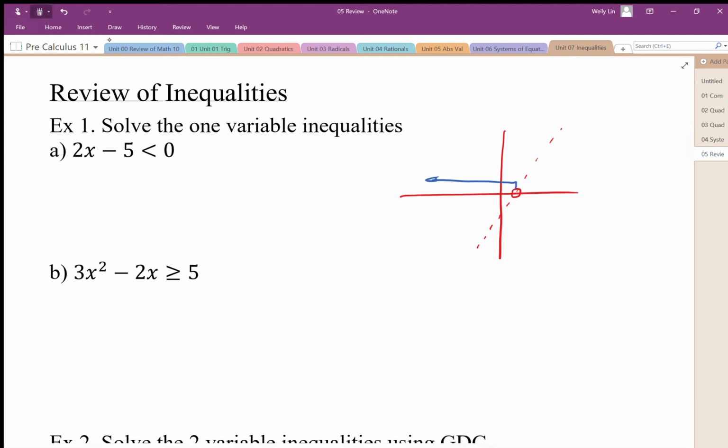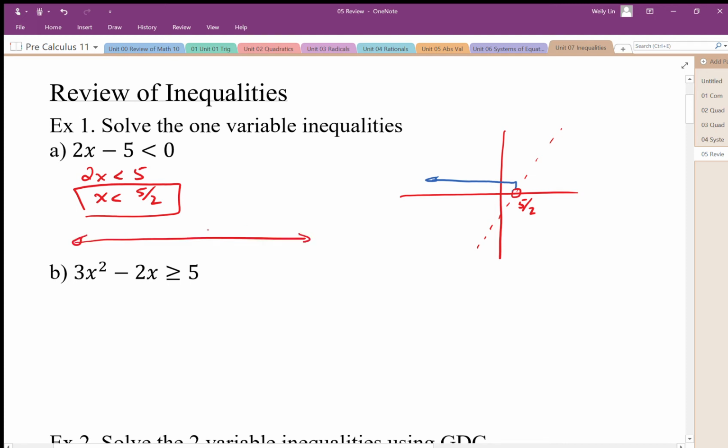We can solve these algebraically very easily. So we solve this by adding 5 to both sides, dividing by 2. So we know that the boundary is 5 over 2, or 2.5, and we know that the solution is to the left. So our solution can be shown as an inequality like that, or we can show the solution on a number line. Again, keep it open because it's not equal to, and then we can show that on the number line.